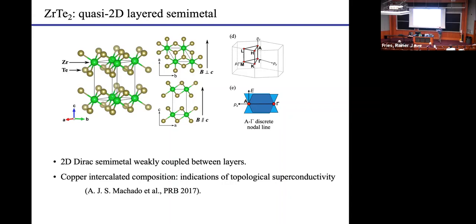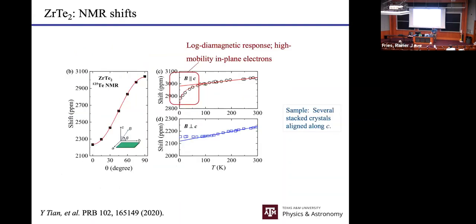ZrTe2, zirconium ditelluride, is another system, and it's a system that has indications of topological superconductivity. We thought we would look at this system also, and actually it turns out that something similar to the relaxation behavior observed in ZrTe5 is observed here also, and so this gives us also an effective local probe of what's going on with the electrons.